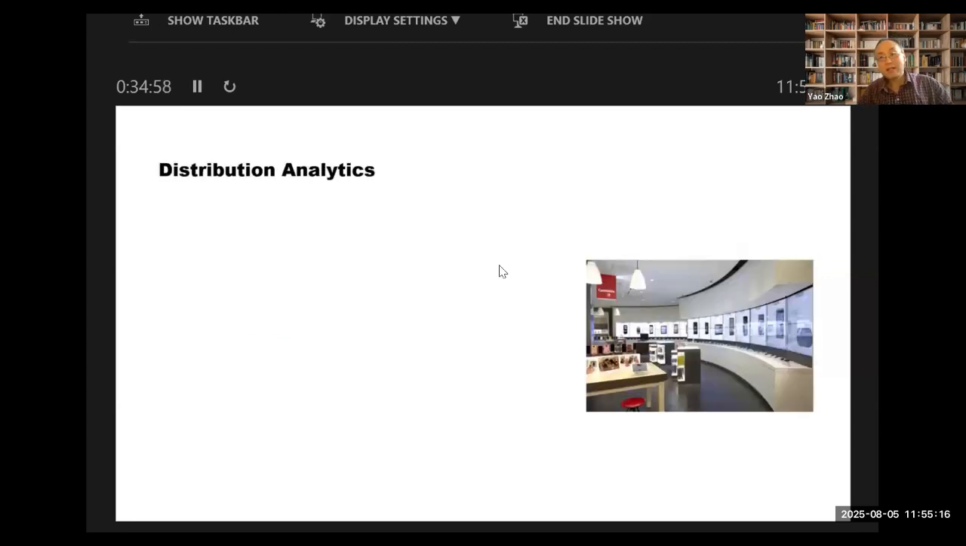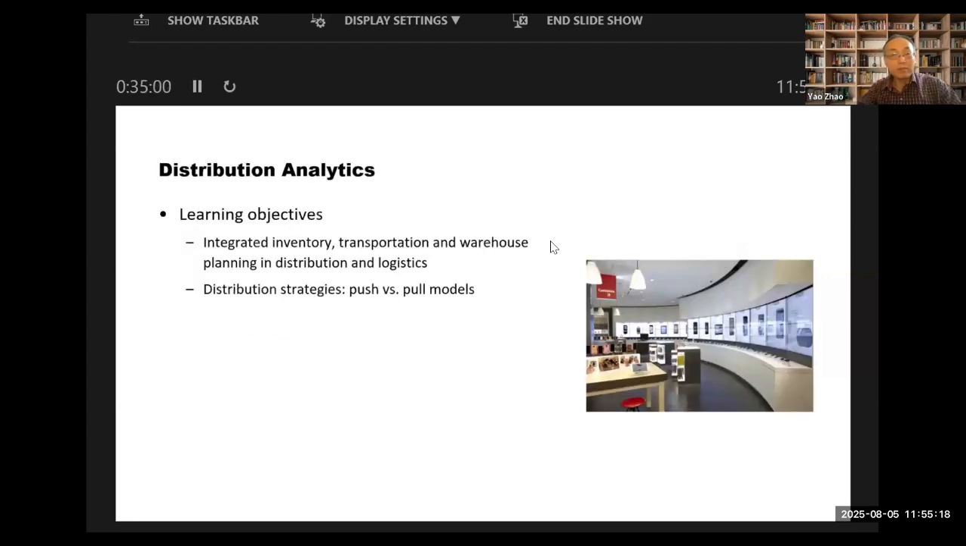Now, for distribution analytics, the learning objective is the integrated inventory, transportation, and warehousing planning in distribution logistics. Then students will evaluate and compare different distribution strategies, such as the pull strategy versus the push strategy. The push strategy really holds inventories most downstream at the retail stores. The pull strategy will pull inventory back to the DCs and use drop shipping to meet customer demands.